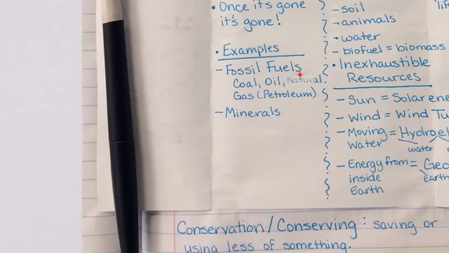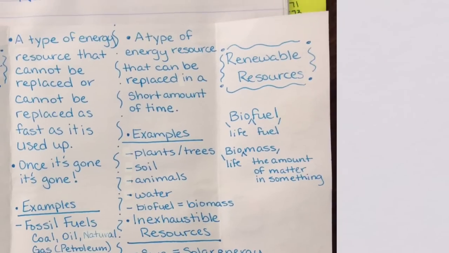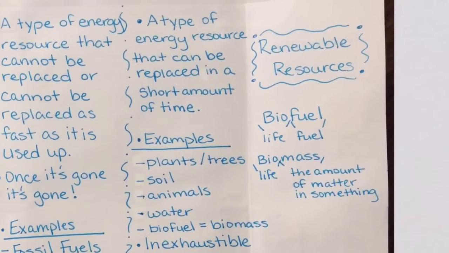Examples: fossil fuels. These are coal, oil, natural gas, which is also called petroleum for oil and natural gas. And then other minerals that we use from the surface, or the crust of the earth. On the other side, we have renewable resources, a type of energy resource that can be replaced in a short amount of time.